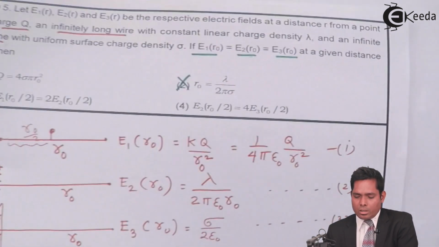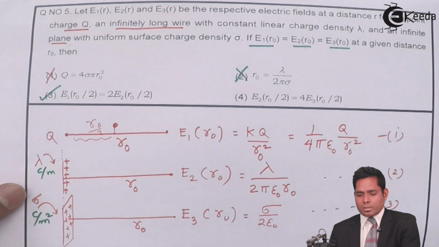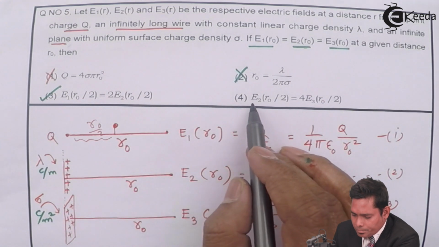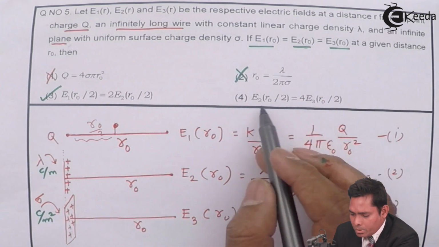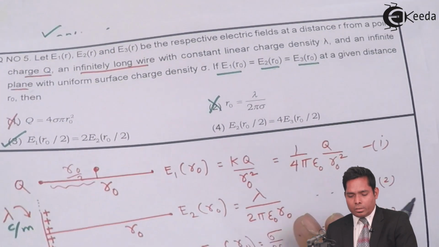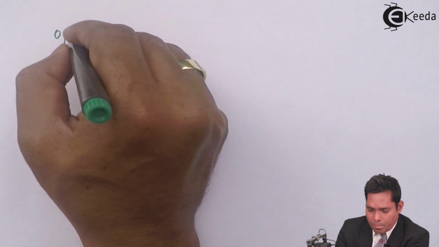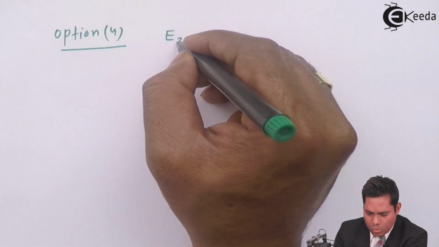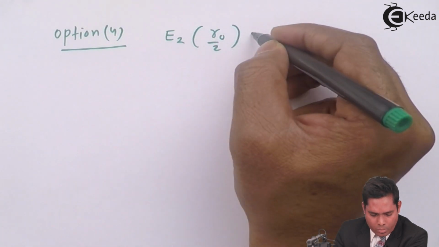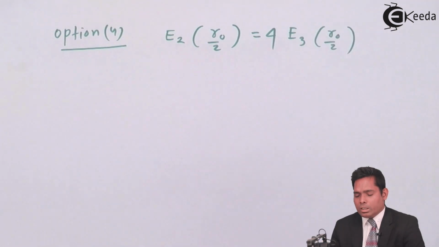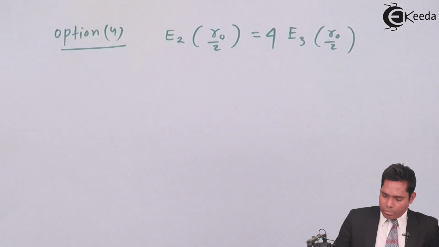So option 3 is the correct choice. Next, you have to check for E2 and E3 options also. So we'll solve for E3 and E4 one. For option number 4, we have the relation given: E2 R naught by 2 equals 4 times E3 R naught by 2. Whether this equation is correct or not, that also we have to check.